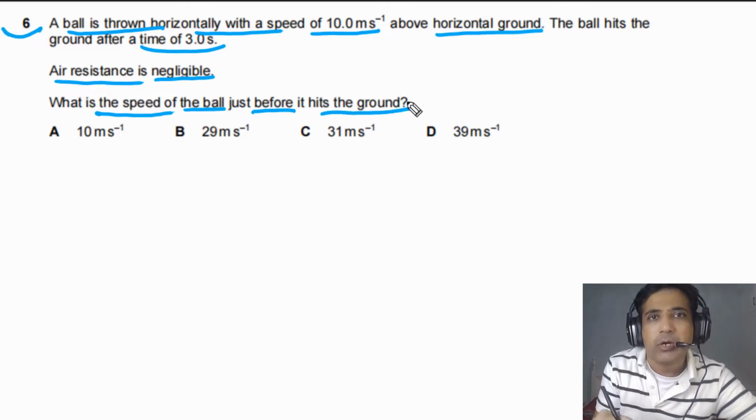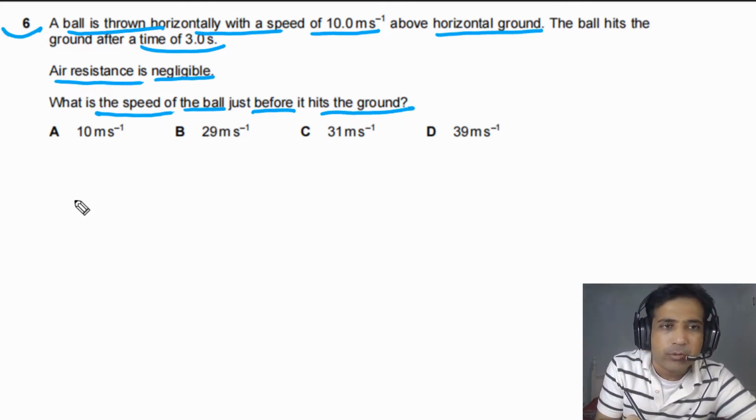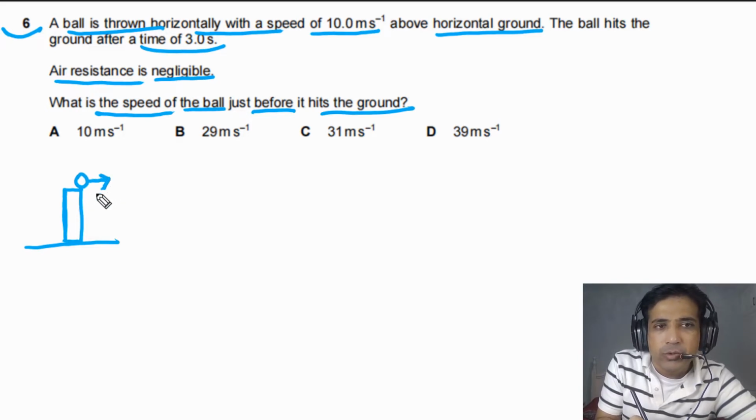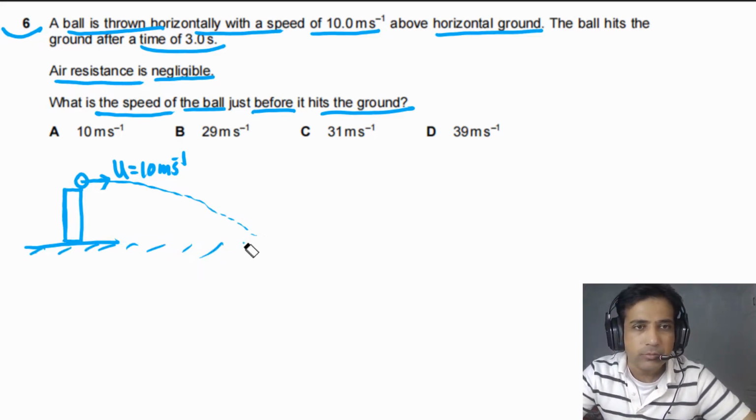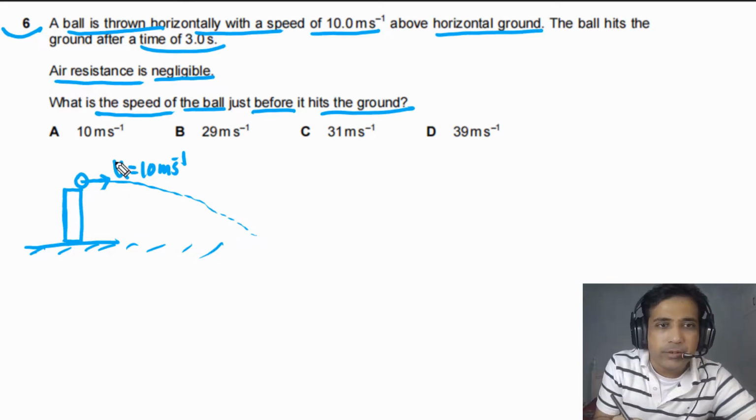So the best way to answer this type of problem is first of all to sketch. In this case we will imagine that the ball is thrown from a certain height, horizontally, and the initial speed of this ball is equal to 10 meters per second. When we throw this ball, it will follow this path and finally it will hit the ground. Let me draw in a proper way so you can see the picture. So this horizontal line is simply representing the ground.